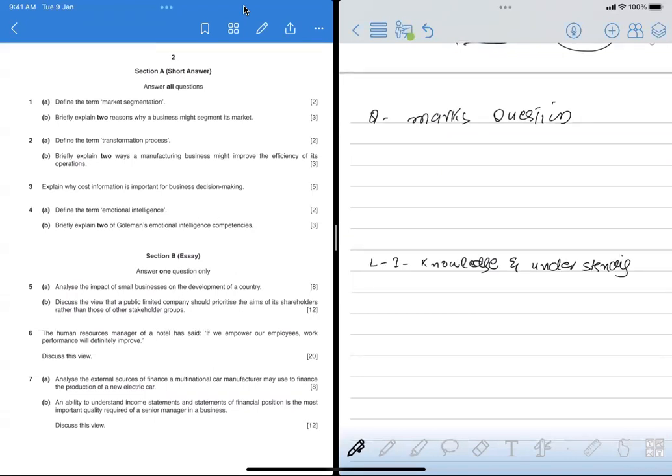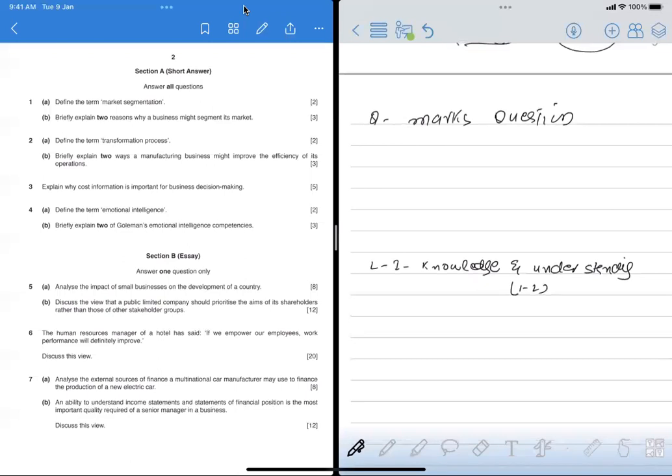For writing knowledge and understanding, you will only score 1 to 2 marks. Level 2 is application. For developing the answer in relevance to the situation that is given in the question, you will score 3 to 4 marks. Level 3 is analysis. It means you develop the point and give the linking points. You score 5 to 6 marks.